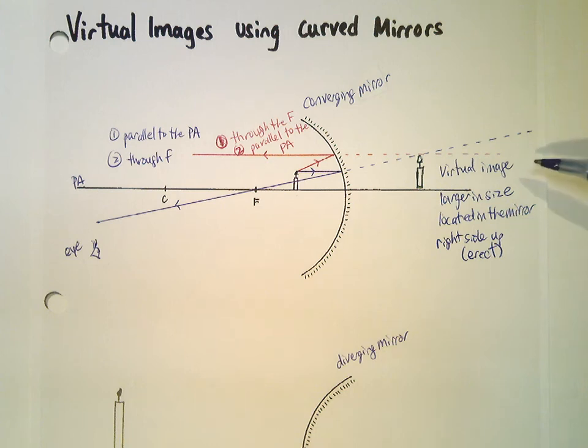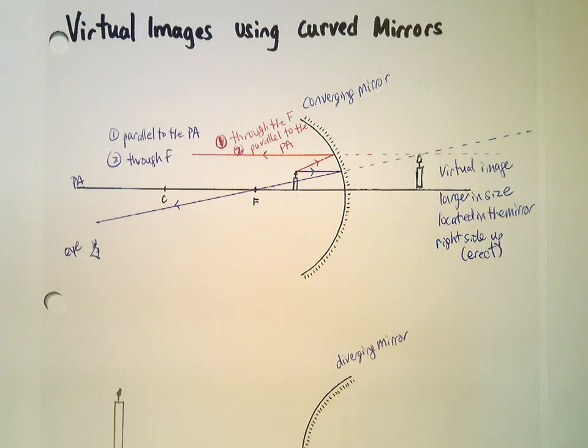You can't capture that image on a piece of paper, and that's a virtual image. So in this case, this will give you a virtual image, larger in size, right side up, and located in the mirror.